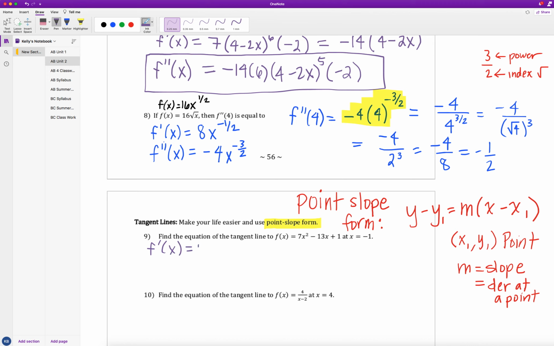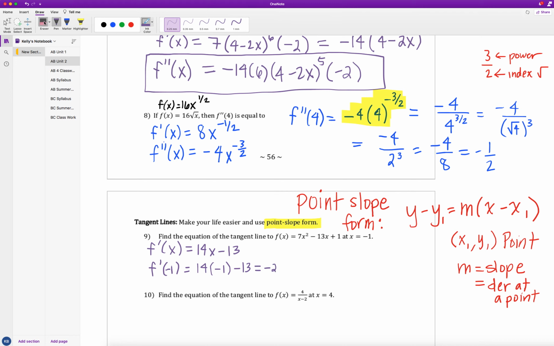So f prime of x here will be 14x minus 13 using the power rule. From here I can find f prime of -1, since that's the x value that they gave us. Substituting that in, I get 14 times -1 minus 13, which will simplify down to be -27.